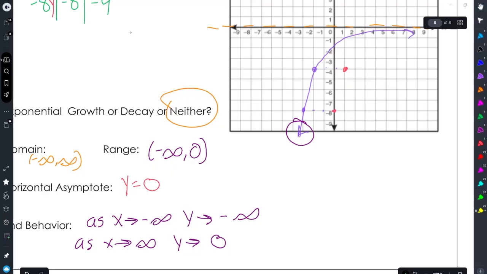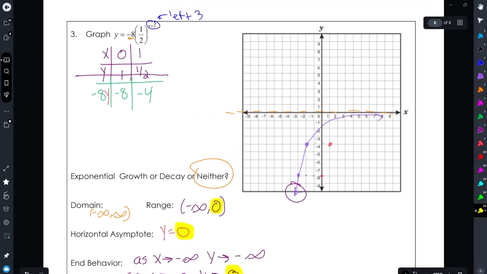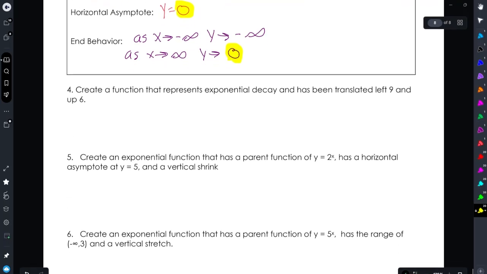And again, you can see that our range has a 0 in it, our asymptote is 0, and one of the end behaviors is y approaching 0. And we don't have a k value, there's nothing there, so it's like plus 0. So all of those align. Right. Now, numbers 4, 5, and 6, we're going to be creating functions from the wording.